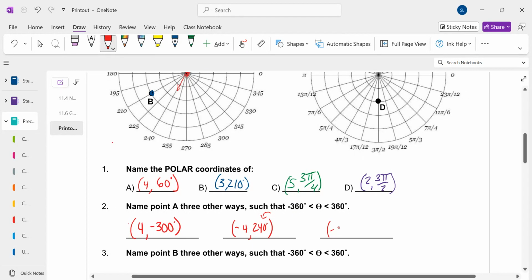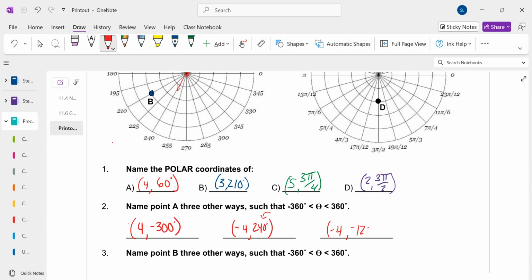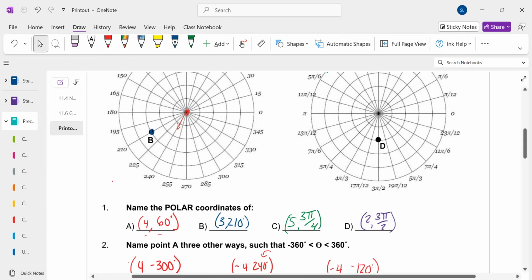And then lastly, let's do -4, and let's find a negative coterminal angle with 240. So I subtract 360, and I get -120. So if you look at all the red, I have positive, positive, positive, negative, negative, positive, negative, negative. And we always want to follow that pattern to name these points in 4 different ways. You could come up with an infinite number because you could keep adding 360 or subtracting 360 to change the angle.